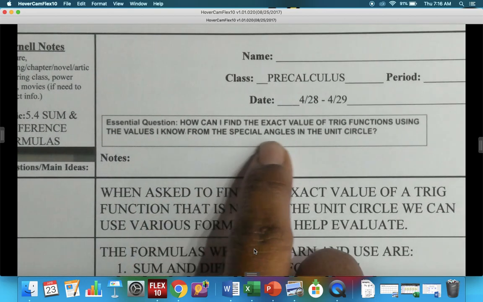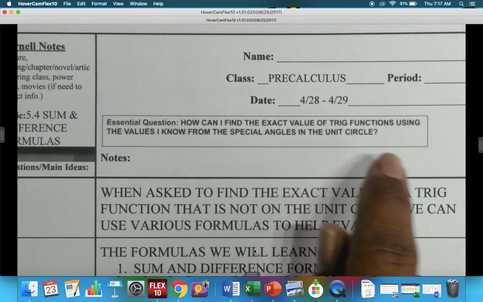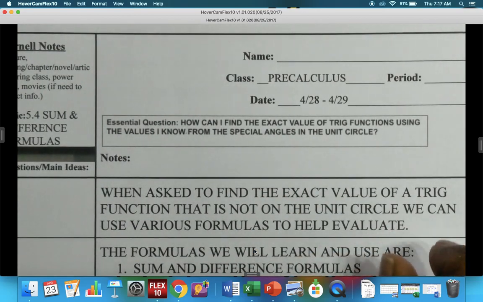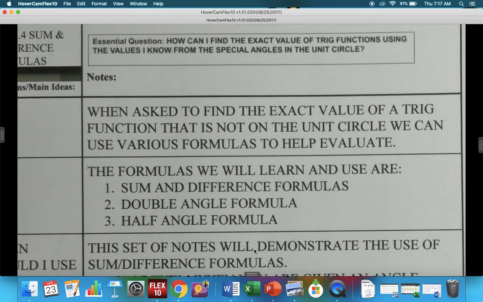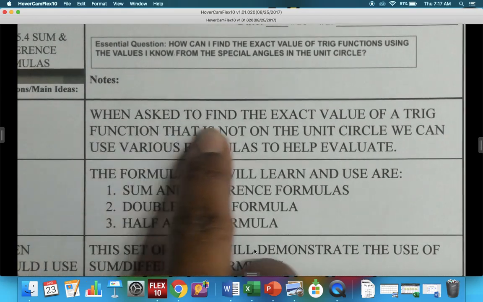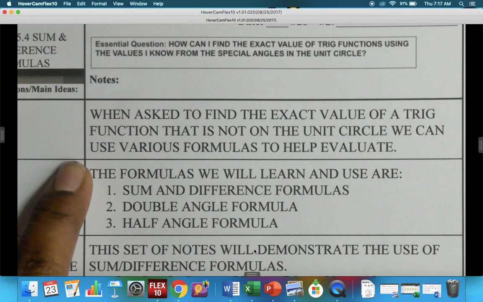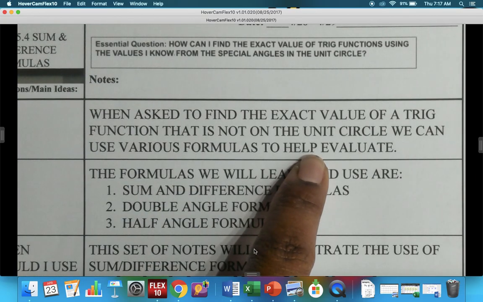Okay, so we know some special angles in the unit circle like pi over 6, pi over 4, pi over 3, right? Now if I give you an angle like pi over 12, which is not on the unit circle, we can use a combination of angles that we know from the unit circle to evaluate. So when asked to find the exact value of a trig function that's not on the unit circle, we can use various formulas to help us evaluate.